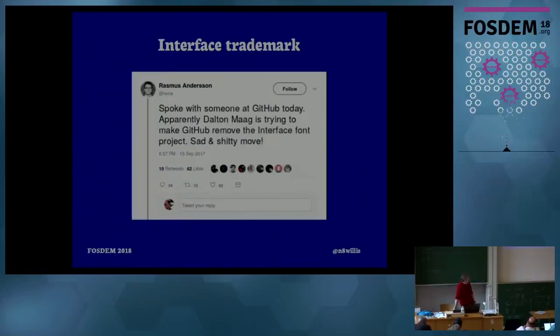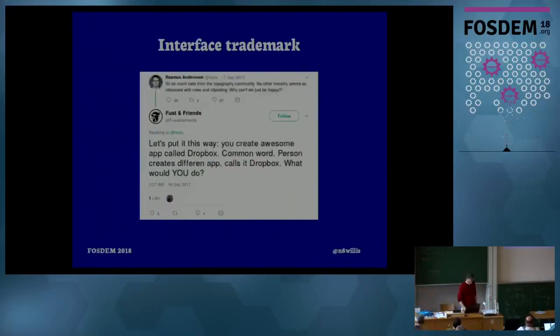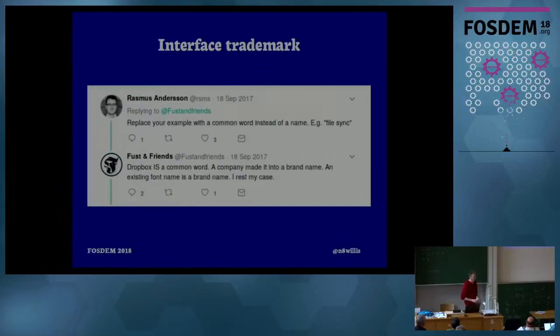Just a few weeks later, Dalton Maag mentioned this to GitHub, and he had to change the name of the font to Inter UI. Is that better or worse? I will try not to take a position on that. The best irony I found on this is someone responding to him said, hey, what would happen if you took a common word like Dropbox and tried to separate that? And he was like, yeah, but that's not a common word. I don't know how he defines common, but the word existed, certainly.